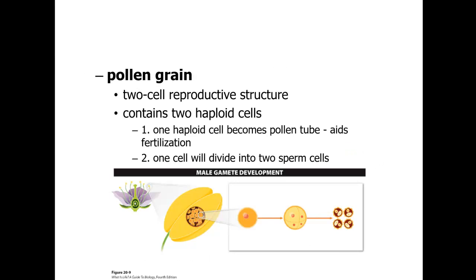Inside that pollen grain, remember, you're going to have a 2-cell reproductive structure. It contains 2 haploid cells. So looking at the picture below, you can see the smallest ones all the way over to the right-hand side have 2 cells in them. One haploid cell is going to become the pollen tube, which aids in fertilization, and then one cell will divide into 2 sperm. Remember, we're going to have to fertilize the ovule, and we're going to have to fertilize that endosperm.